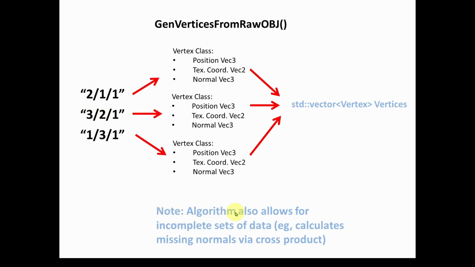It also allows for incomplete sets of data. In other words, if for some reason it wasn't 3 numbers in this string, if it was only 2, say the normal was missing, it would go through and calculate the normal as best it could, doing a cross product. But there's some code in here that allows for incomplete data, just so we know. There's also a vertex triangulation, misspelled, which does similar stuff for the indices, and we'll talk about that in a bit.